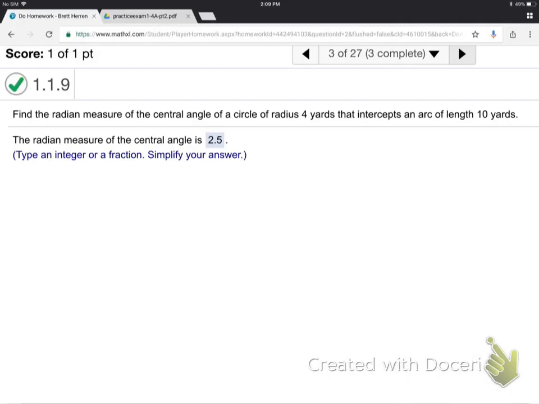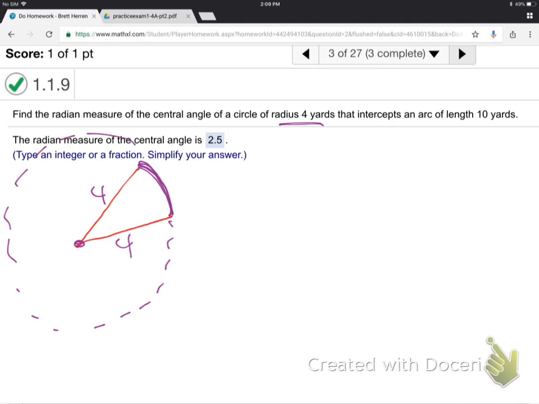Okay, so here's our first little word problem. Find the radian measure of the central angle of a circle of radius 4 yards that intercepts an arc of length 10 yards. This sounds kind of weird. What's it talking about? It's saying that you have an angle, and there's an arc, like a little piece of arc with a length. The radius is 4, which means from the middle to the edge is 4, either one. We're imagining there's a whole circle here, and we're just looking at one part of it. The radius is from the middle to the edge. The radius is 4, and the arc length is 10 yards.